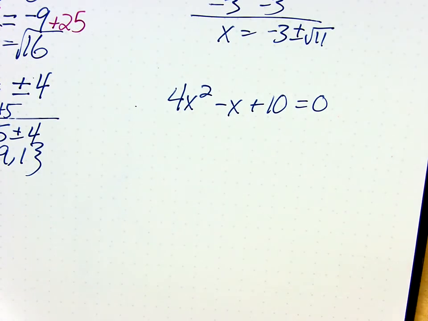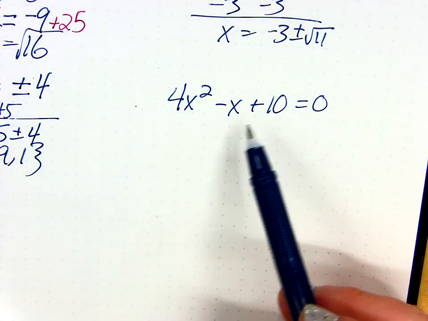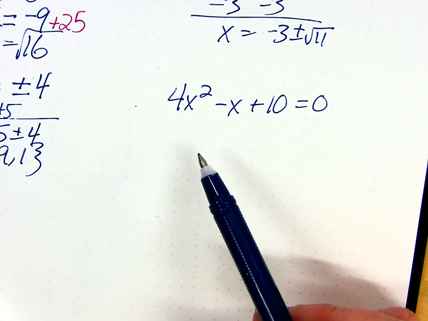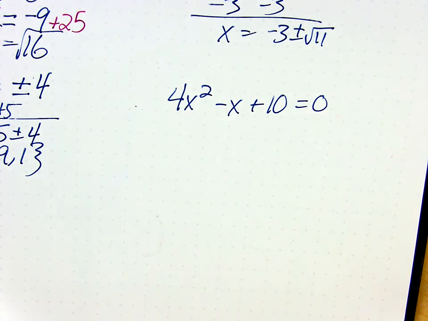If you had this quadratic, okay, so I can't solve by square rooting. I would try to factor real quick. Factors of 40 that add up to be negative 1, I don't think there are any. So I'm not going to get anywhere with factoring.